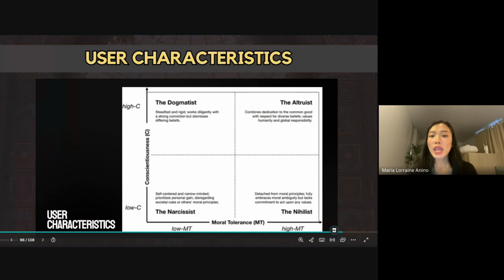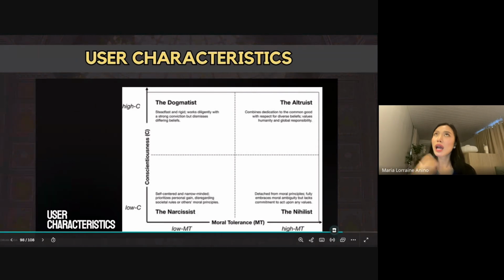Next we have the dogmatist. The dogmatist has high conscientiousness, however, low tolerance. This person works hard and stands firm in what they believe in, but the problem is that they dismiss or somehow neglect the perspectives of other people. Somehow it's an overlap of the narcissist, because, as mentioned, a narcissist is someone who only thinks about themselves. They are right, what they do is okay. For dogmatists, it also goes the same way.